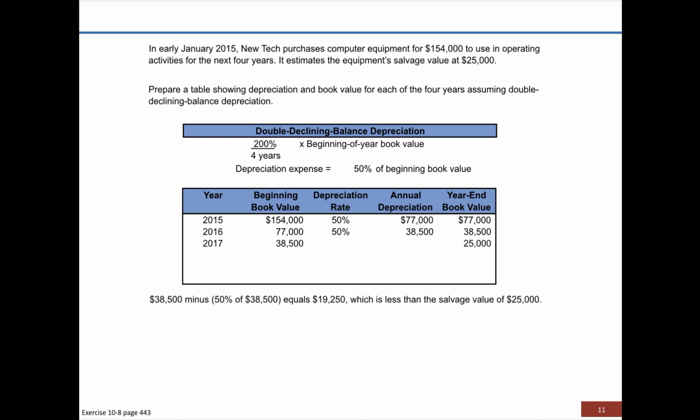Well, 200% is just their way of writing double. So it's saying, hey, double whatever the straight line value is. Instead of saying 2 times 25%, we're saying 200% times 25%. That's just their way of writing it.